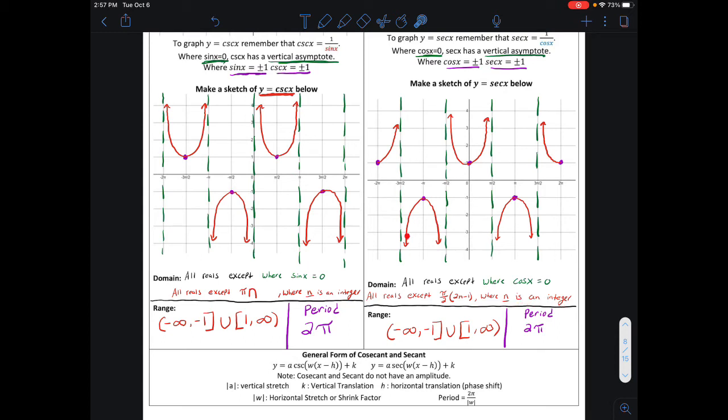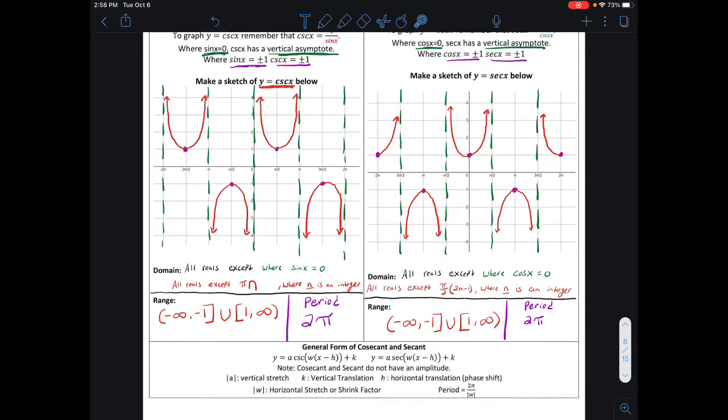The range would go from -infinity to -1. I include the -1. And then it would pick back up at +1 and go to infinity. And our period here is also 2 pi radians. So the period of sine and cosine and the reciprocals are all 2 pi radians unless I do some kind of horizontal stretch or compression.